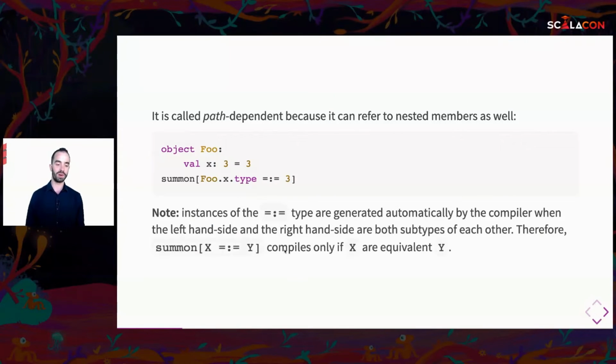By the way, if you are not familiar with this notation, you might be interested in this note. So this thing here is a special type for which the compiler generates instances if it can prove that we have subtyping in both directions. So when I write that full expression here, it will only compile if this is a subtype of the right-hand side and if the right-hand side is a subtype of the left-hand side.